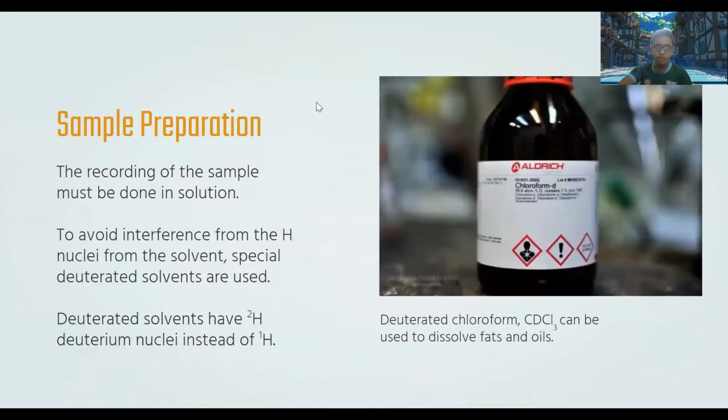First thing we need to do is sample preparation. The recording of the sample must be done in a solution. To avoid interference from the H nuclei of the solvent, special deuterated solvents are used. Deuterated solvents have 2H deuterium nuclei instead of 1H. For example, deuterated chloroform can be used to dissolve fats and oils for NMR spectroscopy.